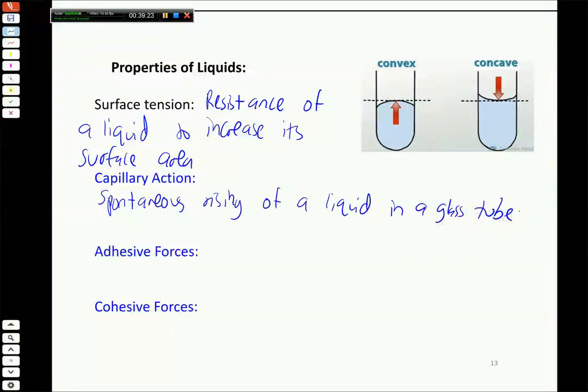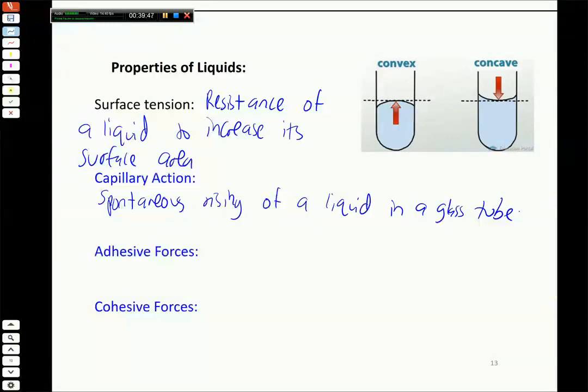If you put a thin glass tube into a liquid, that liquid will rise up the tube. If you're from the UK, you would call this capillary action. We'll call it capillary action. The reason this happens is because there are intermolecular forces between the liquid and the glass itself, and those forces pull the liquid molecules up the tube to some extent. That's referred to as capillary action.